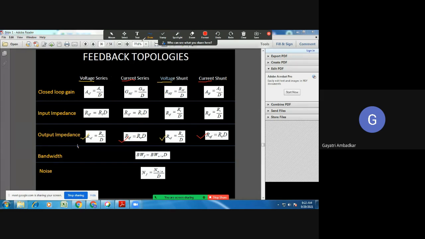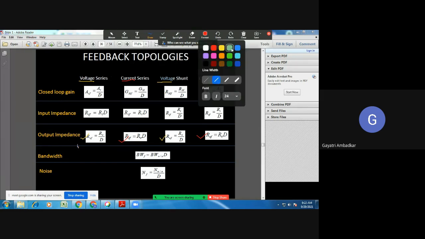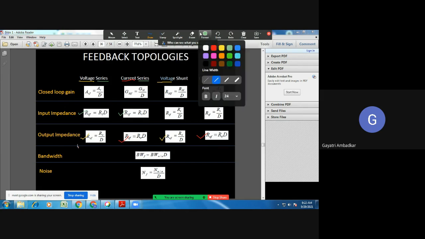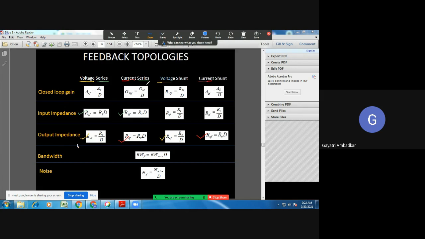What about the input? Mixing is taking place at the input side. So let's see, when mixing is of series type, series mixing, what will happen to the input impedance at the input side? It will get increased. See, your RIF is input resistance into factor D, RI into D. Now, if this is shunt mixing, then input resistance is about to decrease. So see here, RI is getting divided by factor D.